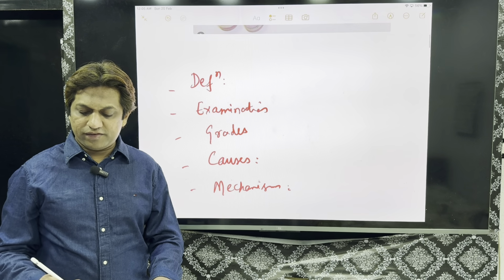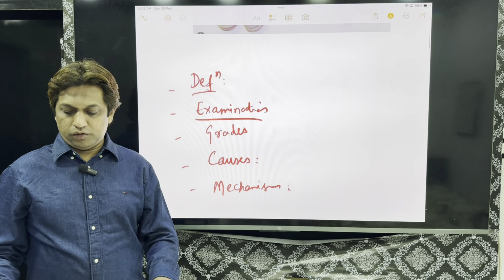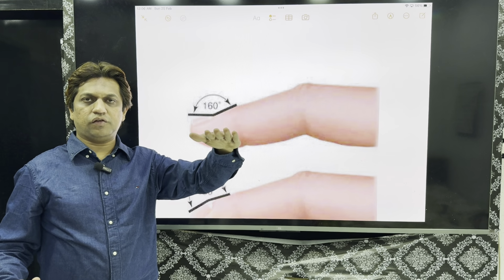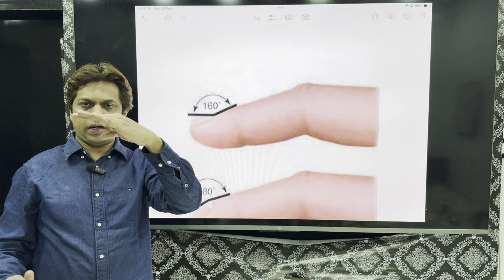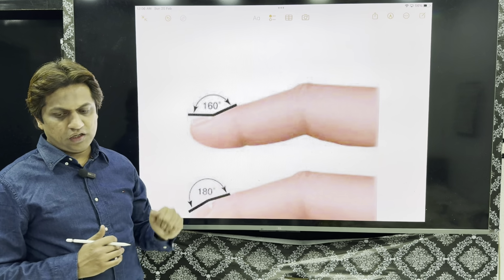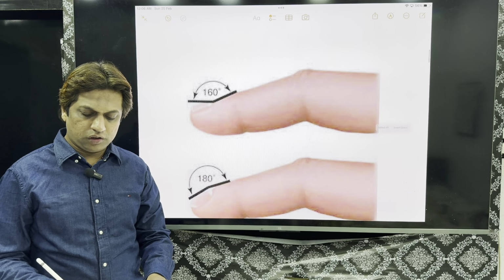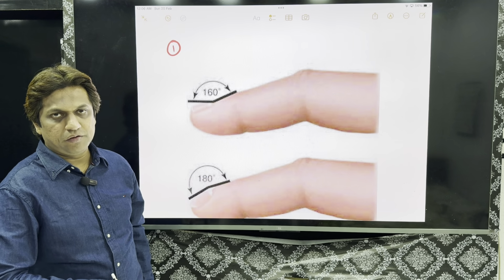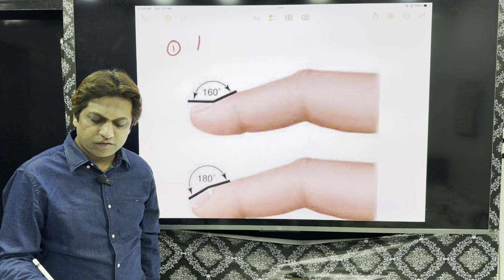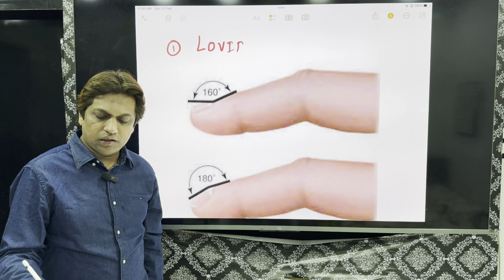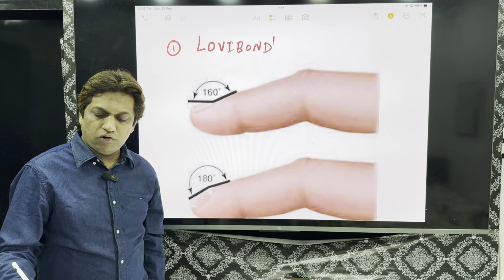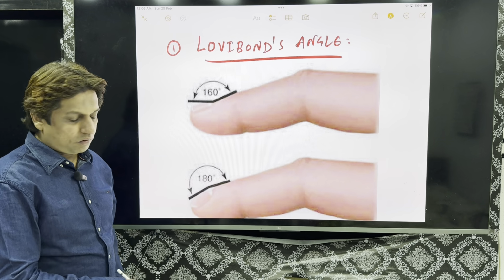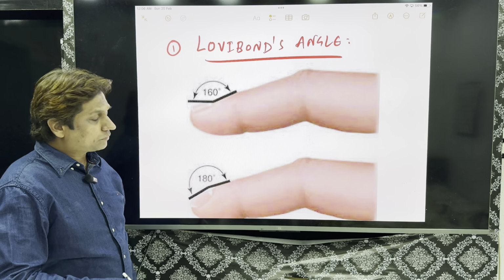Now, how to examine for clubbing? First of all, we should look at the fingers of the patient tangentially, laterally, like this. First, we should look for the angle between the nail and the nail bed. Simply that angle is called Lovibond's angle. It is known as Lovibond's angle. So what is this Lovibond's angle?